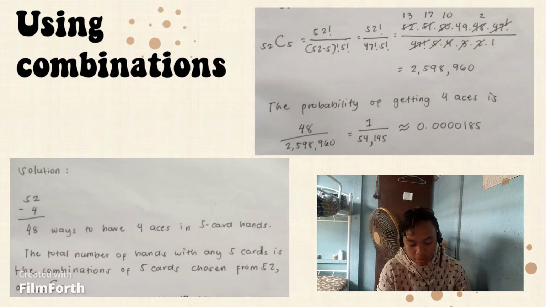2,598,960. The probability of getting 4 aces is 48 over 2,598,960. And then reduced to the lowest terms, which is 1 over 54,145, which is approximately equal to 0.00018 chance.